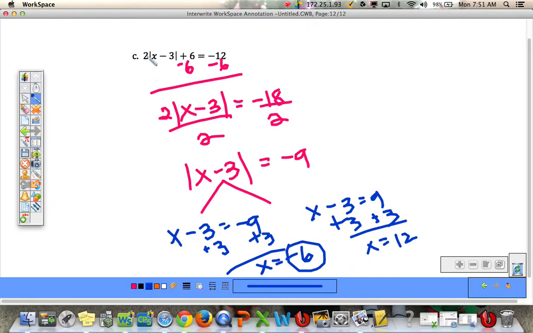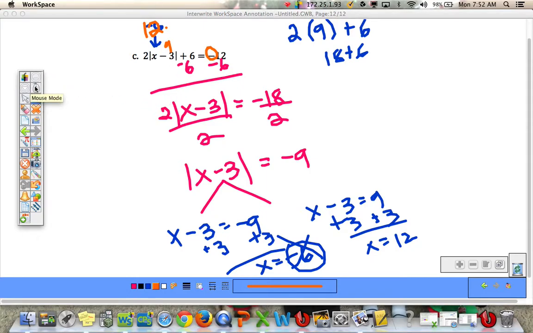All right, let's try negative 6 in here first. We have 2 times negative 6 minus 3, which is negative 9, and that turns into a positive 9. Plus 6. So this one is 18 plus 6. All right, so this one doesn't work. Let's try this one right here. 12 minus 3 is 9. 2 times 9 is 18. Okay, so actually none of these work, and this is why: it's because there's a negative right here, and we can't have an absolute value be a negative number. So neither of these is a solution, and we could graph and see what that looked like.